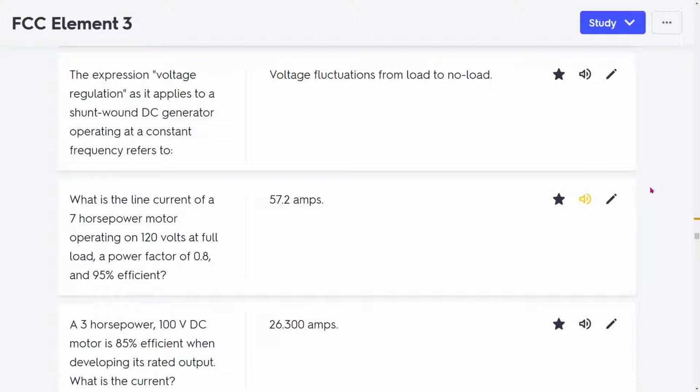What is the line current of a 7 horsepower motor operating on 120 volts at full load, a power factor of 0.8 and 95% efficient? 57.2 amps.